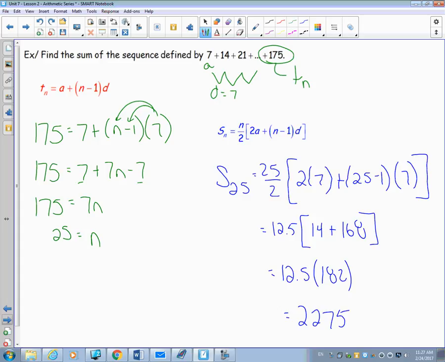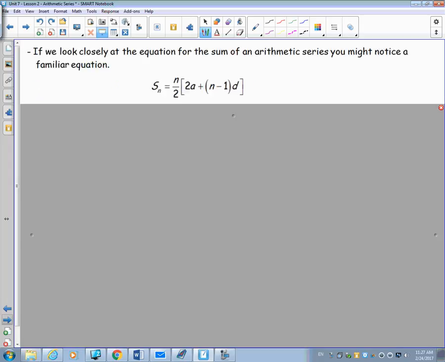Okay, we can only use the S equation if we know all the parts and pieces, the n, the a, and the d. If we ever need to solve those, we generally go back to the sequence equation that talks about the pattern. Now, there is a bit of a shortcut.